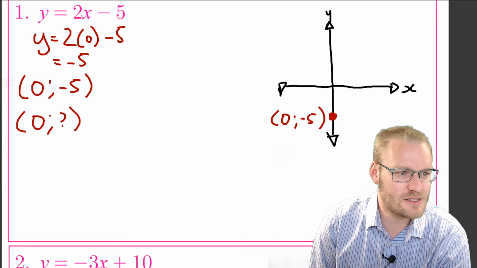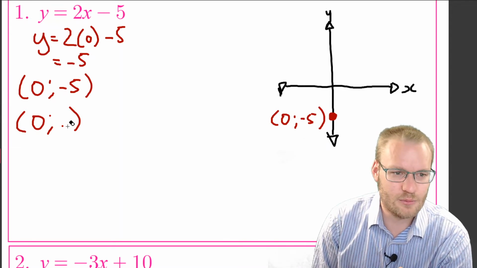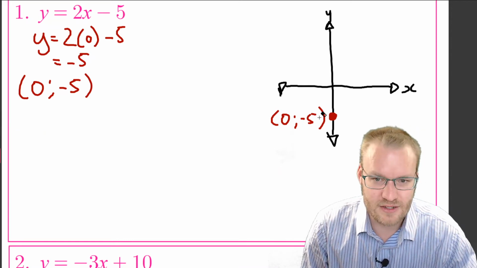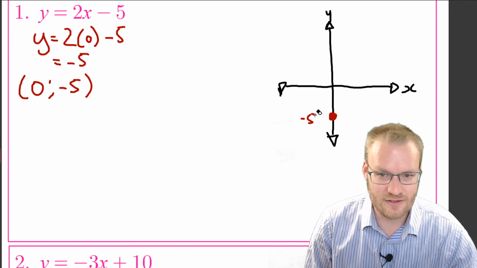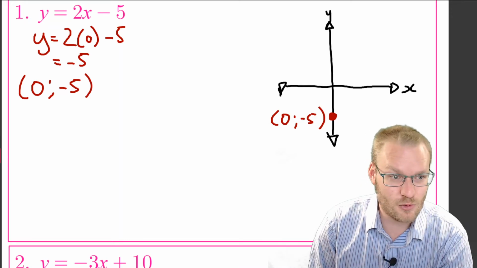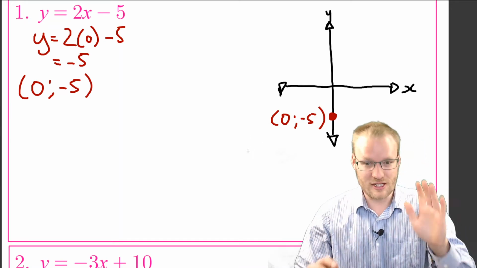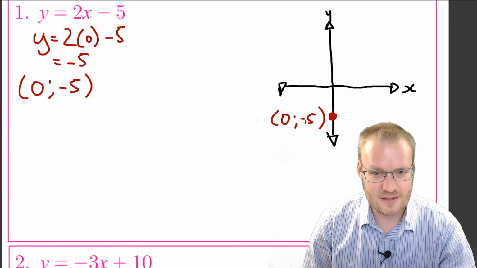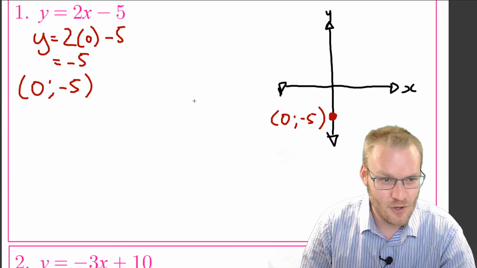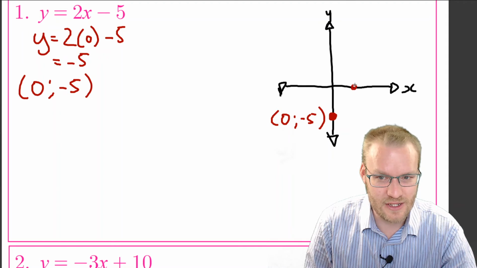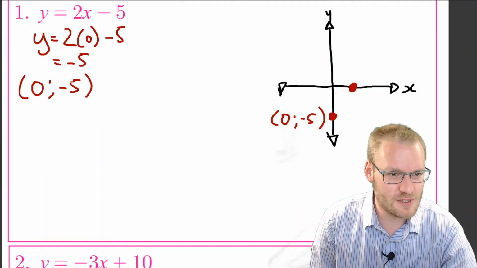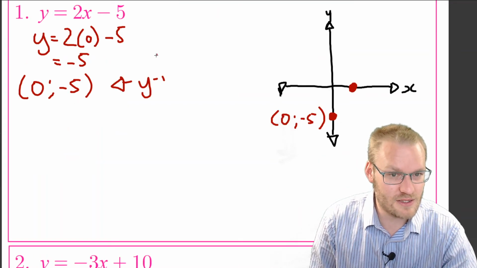Now, other people may be putting just minus 5 on the axis. It's not technically wrong, but I really think it is much better to write out the full coordinates all the time. It really helps, knowing that x is 0, y is minus 5. It's a coordinate, an ordered pair, not just one number. By the way, we've just answered the first part of the question. What's the y-intercept? There it is. This bit here is our y-intercept.